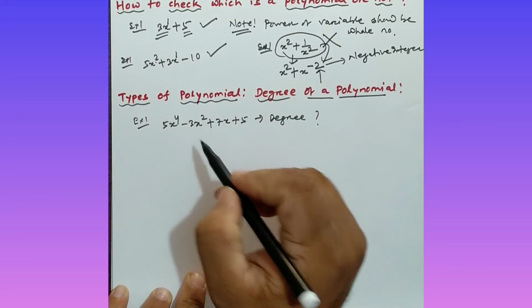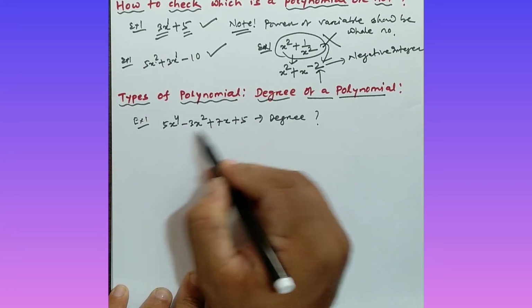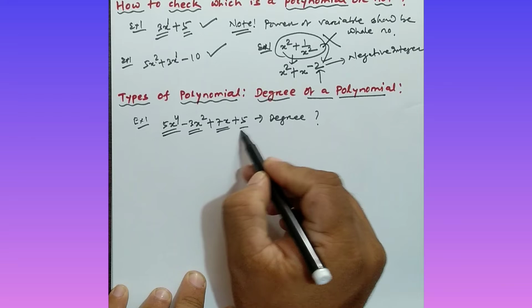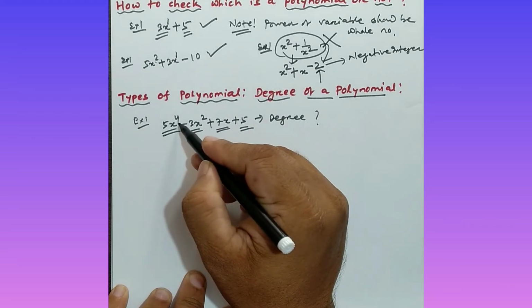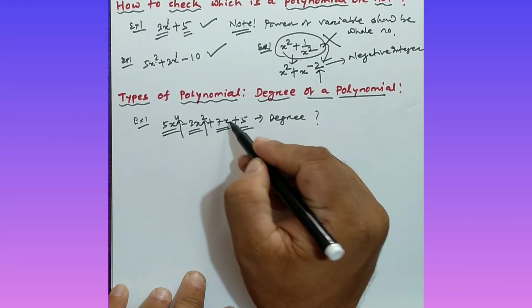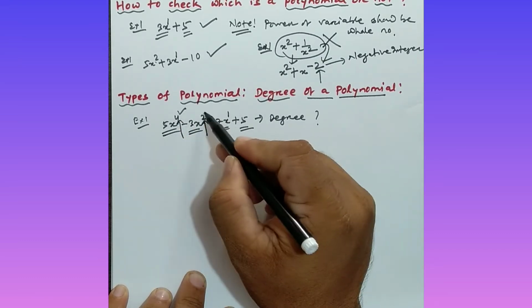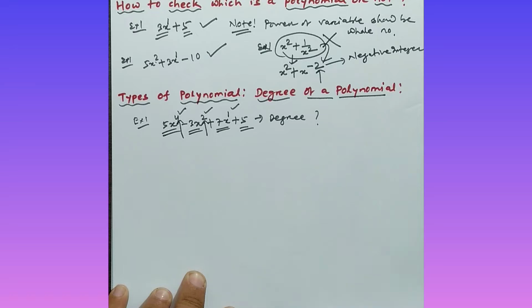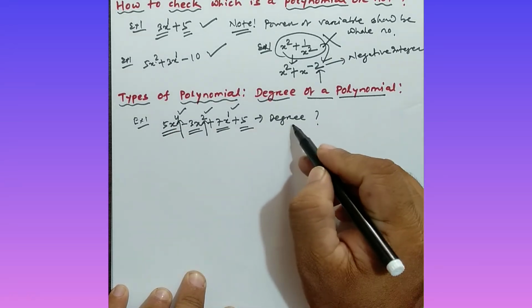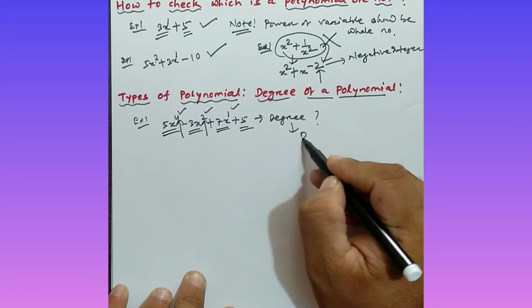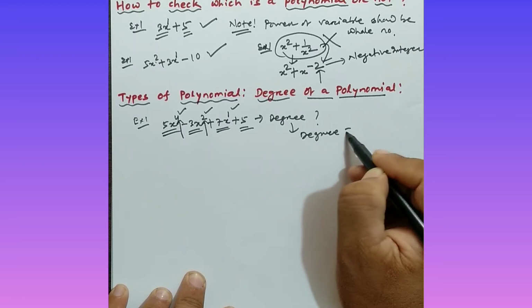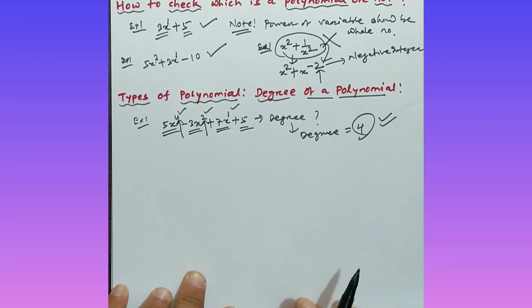Look at here. In this polynomial, how many terms? 1, 2, 3, 4. There are 4 terms. Look at the power part of the variable. This is 4, this is 2, this is 1. Which one is the highest power? Obviously 4. So the degree will be 4. Yes, this is your answer.